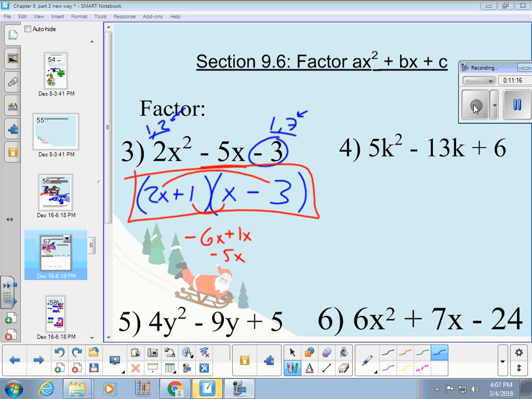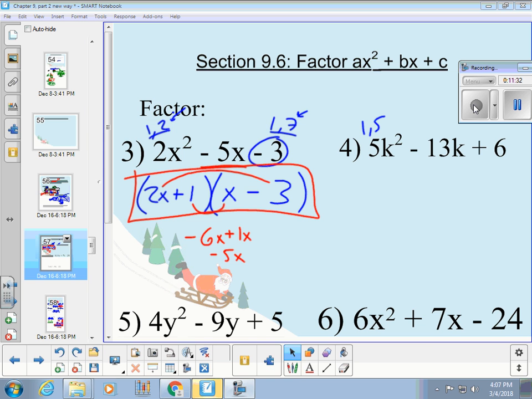5k squared minus 13k plus 6. Again, nice enough. I should start off though: can I factor something out of any of these terms? No, I can't. I've set a lot of these first ones up like that. I can't take out a 5 or a 2 or anything. So I'm just going to start looking at my factors, 1 and 5.